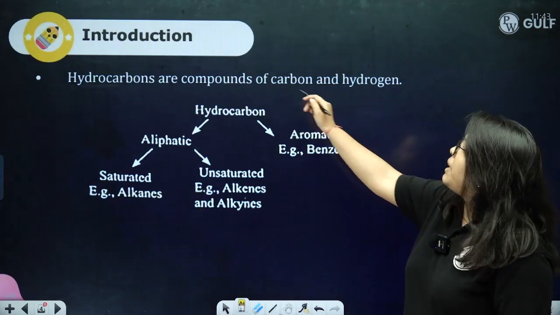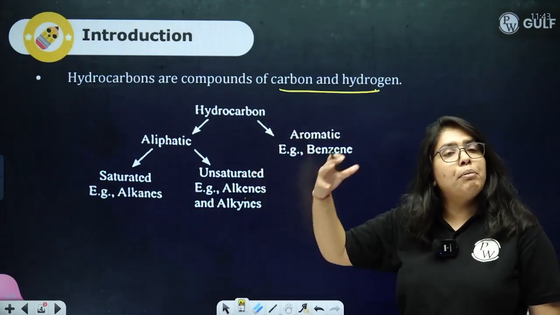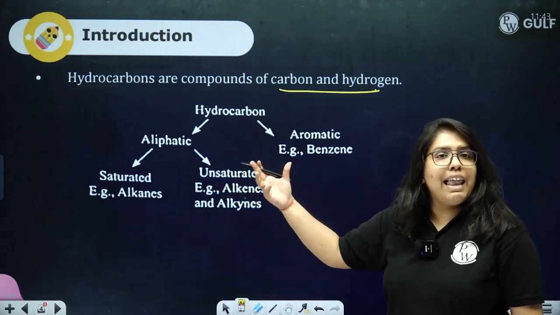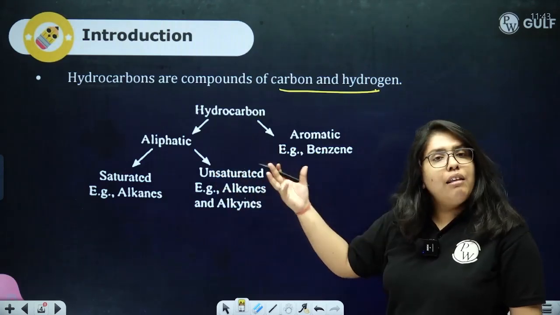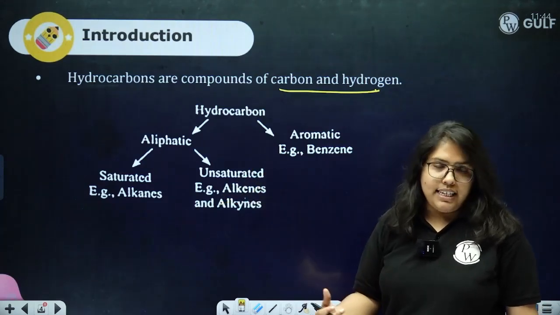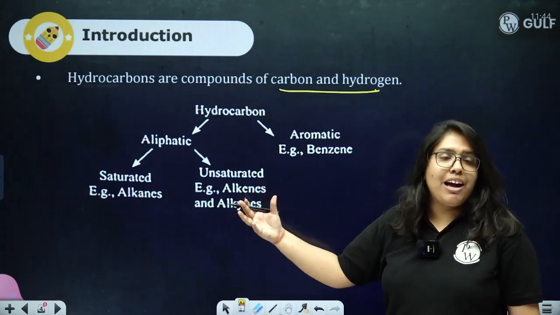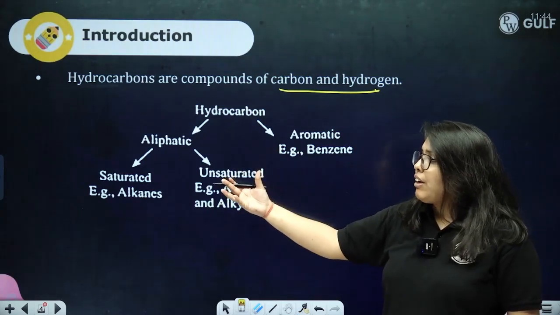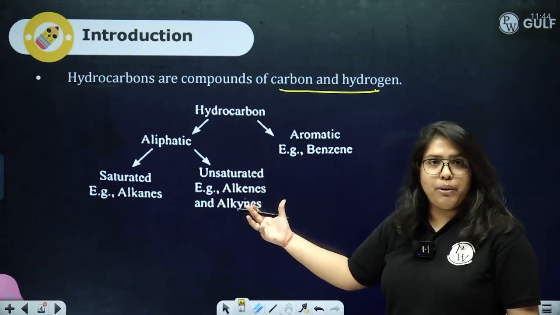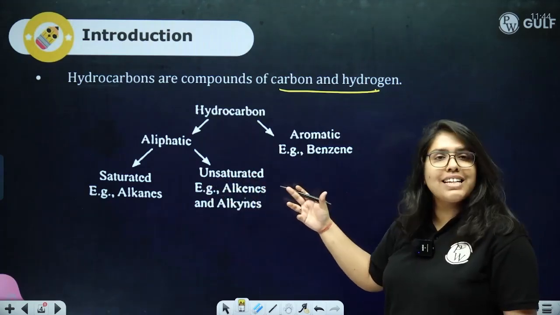They are compounds of carbon and hydrogen, as I've already told, which is there in the name itself. And they are again grouped into 2 major categories, aliphatic and aromatic. Now what are aliphatic compounds? Compounds that do not have aromaticity, okay? And they are open chain compounds. And these aliphatic compounds are again categorized into 2 major categories, which is saturated and unsaturated. Under saturated, what you see is alkanes, and under unsaturated, what you see is alkenes and alkynes.